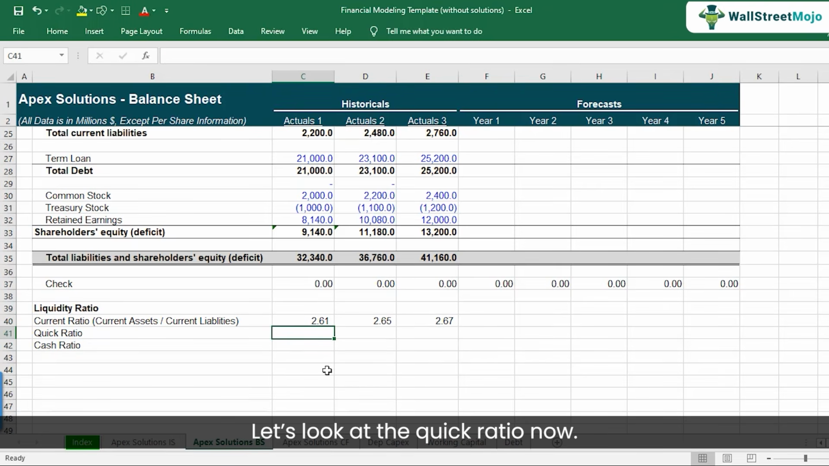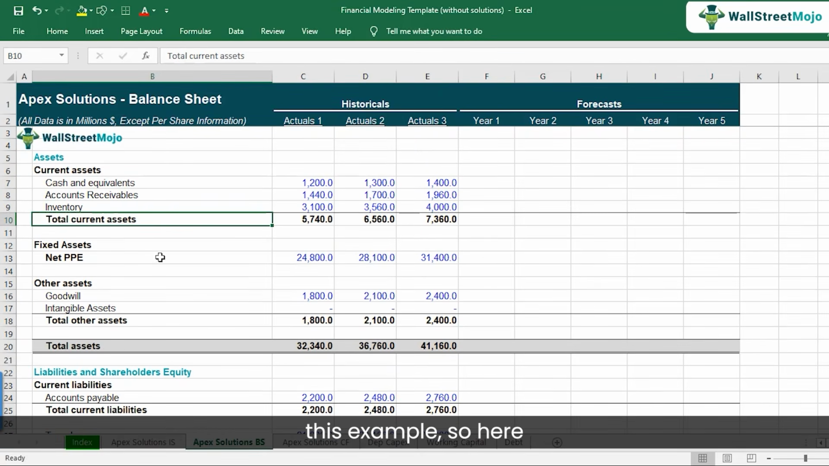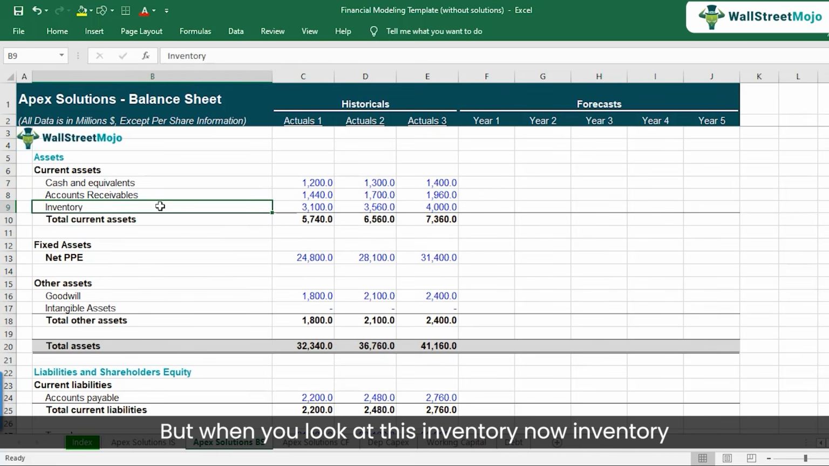Let's look at the quick ratio now. What is quick ratio? I'll just show you with this example. When we looked at current ratio, we included all these three terms, right? But when you look at inventory, it is the farthest from the liquidity point of view. What I mean is that the inventory could be raw material inventory, and raw material will have to be processed. It has to convert into finished goods, and then finally sales will happen and it will convert into cash. So this is a fairly long process.